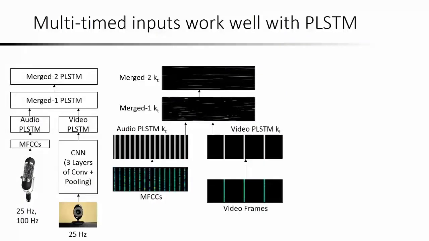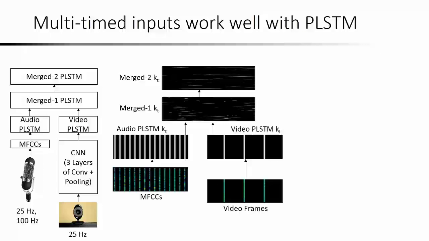So here's the way that we set up the open gates. For the audio phased LSTM, we know the sampling rate a priori, so we can set those opening phases to directly coincide with the MFCCs that we receive. Similar with the video phased LSTM, since we know the sampling rate a priori, we set the rhythmic parameters to coincide with that.